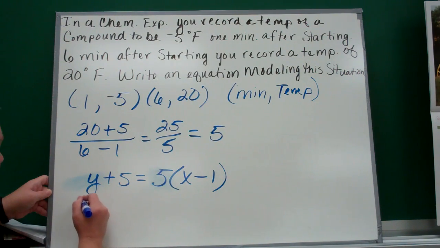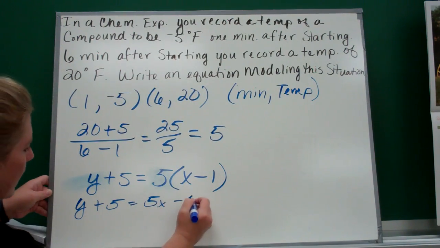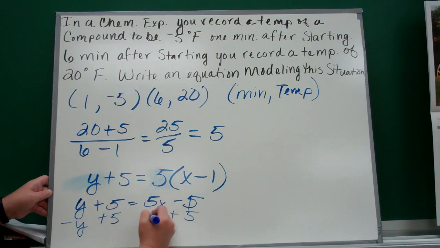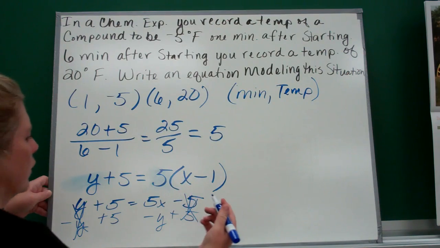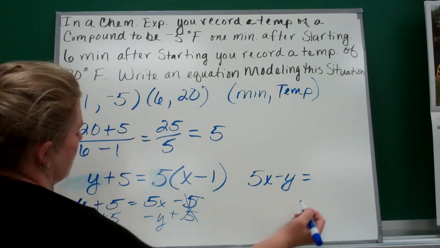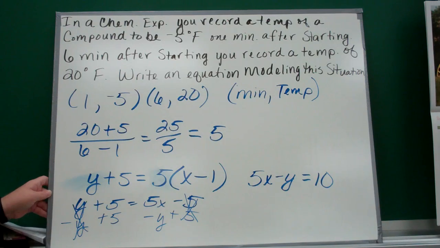Distribute. Y plus 5 equals 5x minus 5. See, I'm going too fast. Shame on me. Move things around a bit. Let's add 5. Subtract y. These guys go away. These guys go away. Flip things over. 5x minus y equals 10. Okay. Questions? I'll be here. See you.